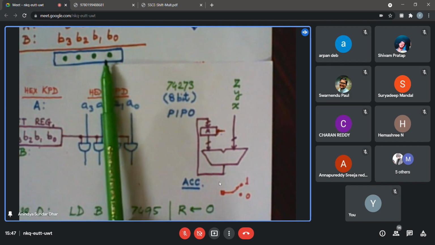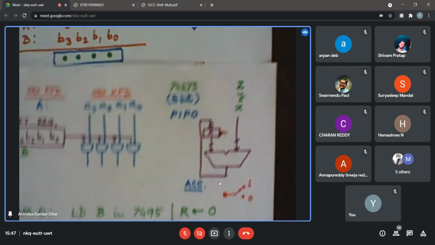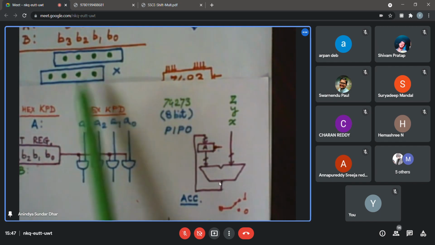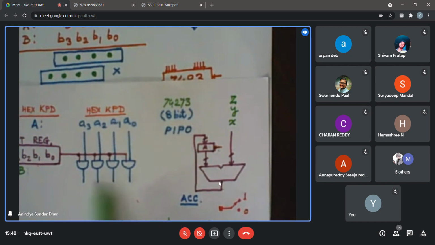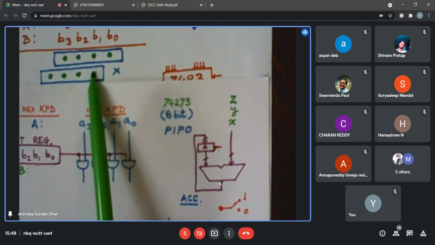Why am I saying this? Because in the next phase it will become apparent that when the second output comes from this AND gate, the AND gate version of B1, the LSB now is here, which needs to be added with the next bit, not the LSB of the register.